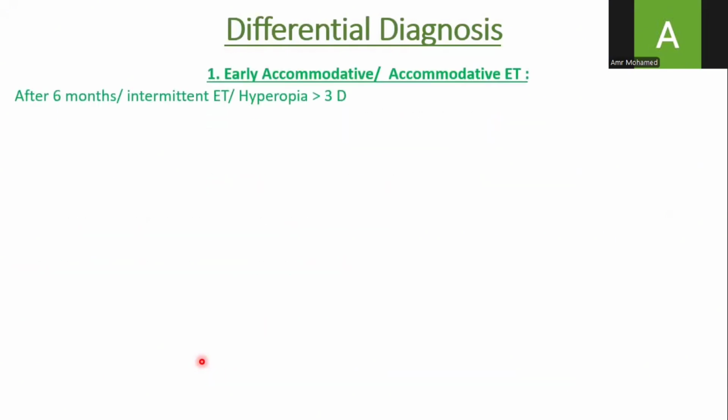Coming to differential diagnosis of infantile esotropia, early accommodative esotropia usually will happen after the age of 6 months. It's usually intermittent esotropia in the beginning, and hyperopia will be more than 3 diopters, and the management will be glasses.